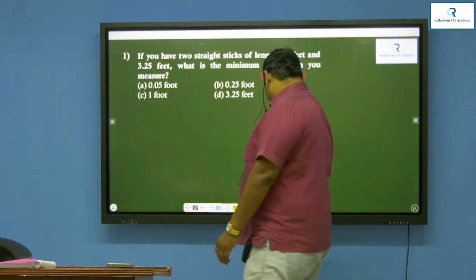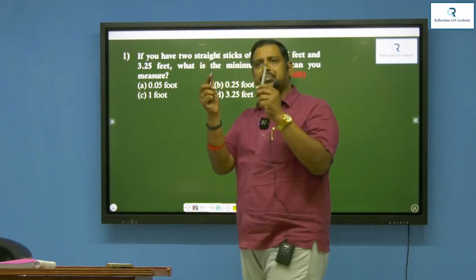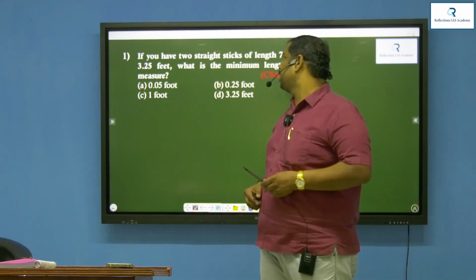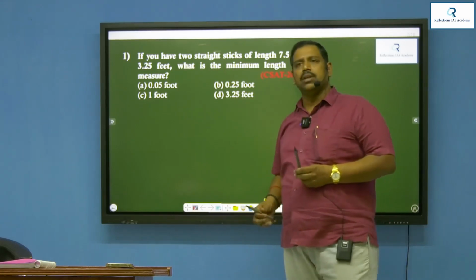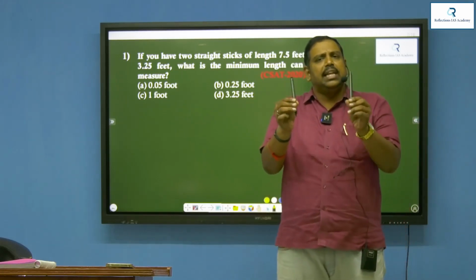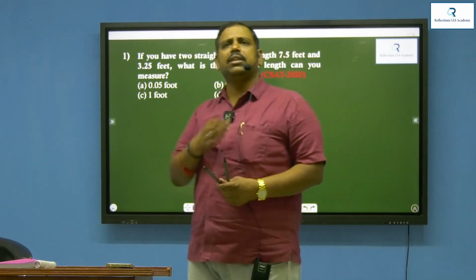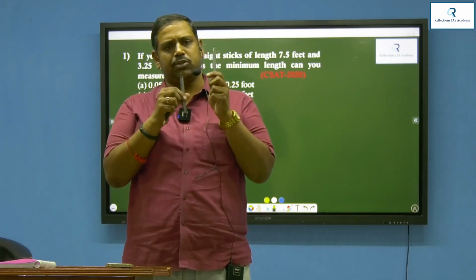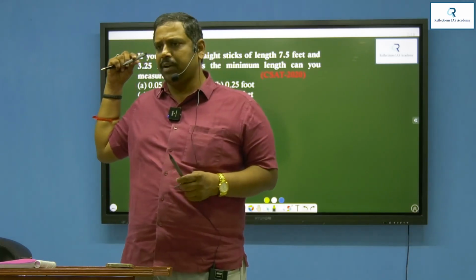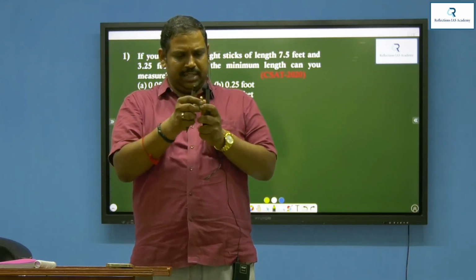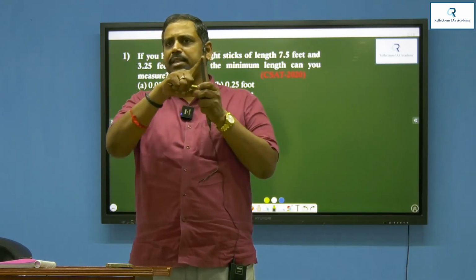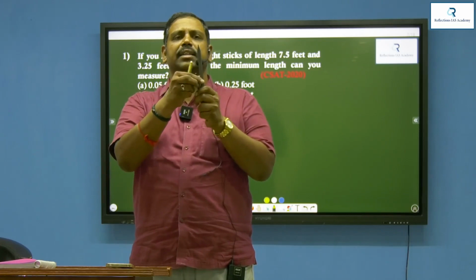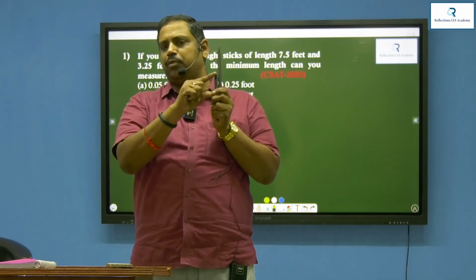So first of all, you should understand the question. Very good. I have two sticks. The length of the first stick is 7.5 meters. Meters or centimeters? Sorry, 7.5 feet. Second one is 3.25 feet. These two I will give you. Okay. I will give the third stick. You have to measure the length of this one by using these two. The first one here is 7.5, second one is 3.25. The system looks like this. Is it correct? 7.5, 3.25.